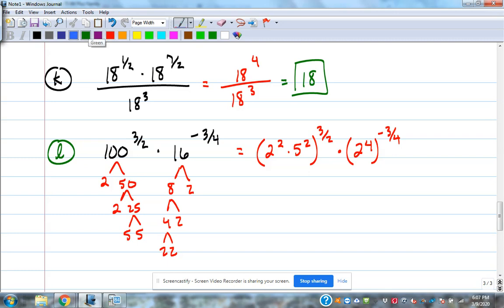So I'm just breaking down each individual base here. That's what those numbers are called. And then I'm going to apply the rational exponent. I'm just going to multiply. 3/2 times 2 is going to give me 2 to the 3rd power. 5 to the 2nd times 3/2. Multiply those exponents. That's going to give me 5 to the 3rd power. And then here, multiplying those two together is going to be 2 to the negative 3 power.